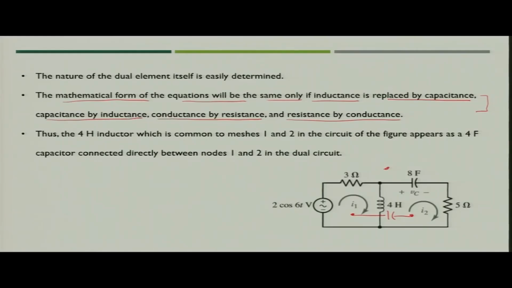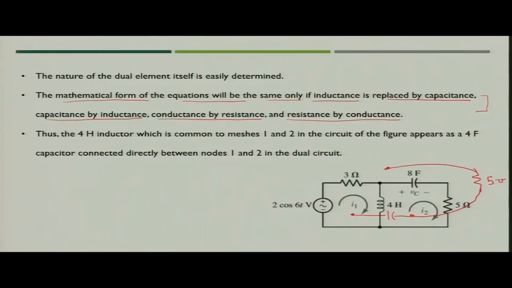Now, the 3 ohm resistance, 8 farad capacitor and 5 ohm resistance R are only in their respective meshes. It means that in dual terms they will be connected only with respect to their nodes. So, what will happen? You can just connect the resistance to the reference node, and this will not be resistance, this would be conductance having value of 5 mho or 5 Siemens.